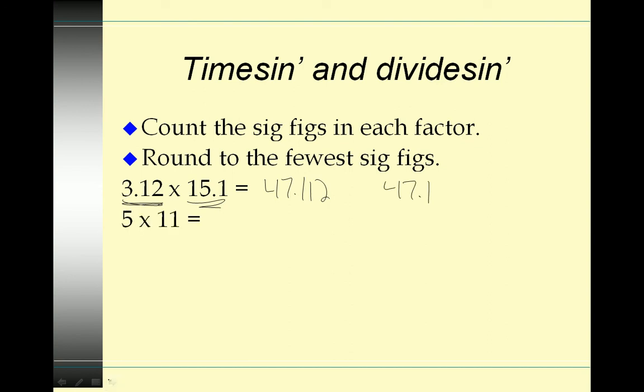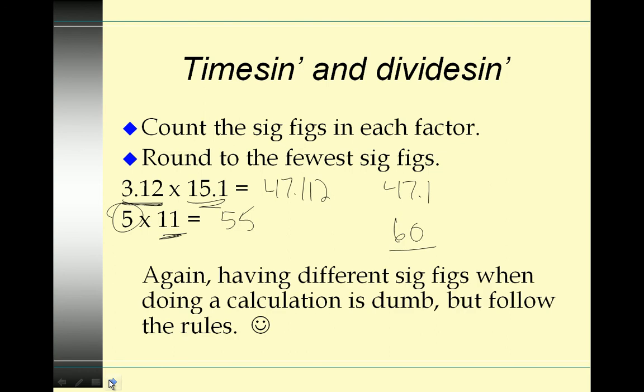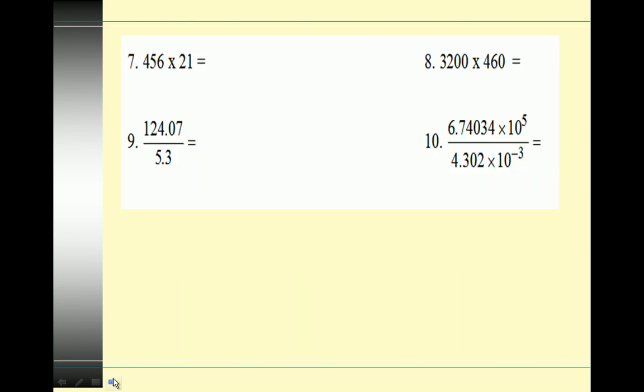5 times 11, you'd think, is 55, but notice this is 1 sig fig. This is 2 sig figs, so my correct answer is 60. So I have 1 sig fig. This is a 0 on the left. It needs a number on the right. So again, having different sig figs when doing calculations is dumb, but follow the rules. So we'll do this one and this one. We'll do 7 and 9. We'll do the odds.